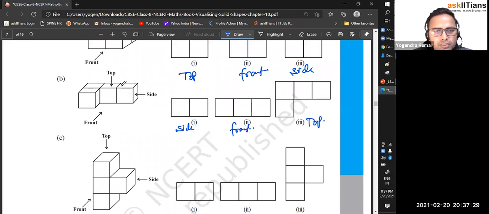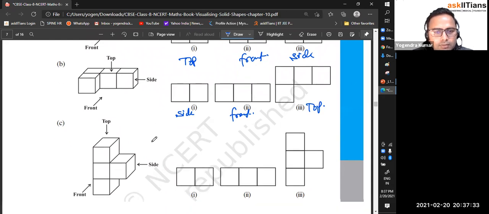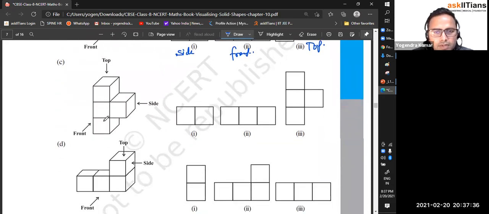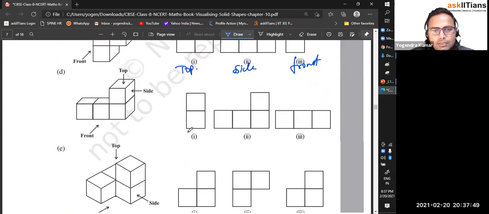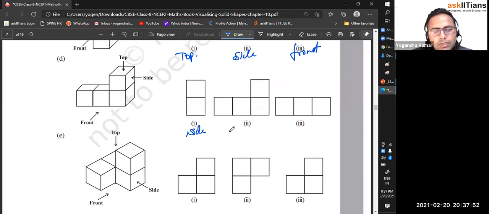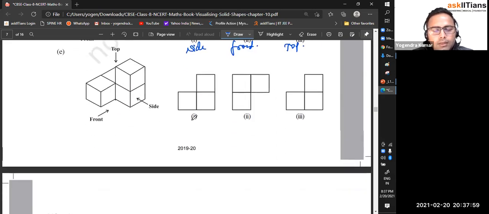Because from the top, you will see one rectangle like this, and then on this side also like this one, right? Now there is a front view for this. Okay, side view is what? This one. This is side view. This is front, and this is top, right? Now here, this is what? Side. This is front, and this is top. Here side.